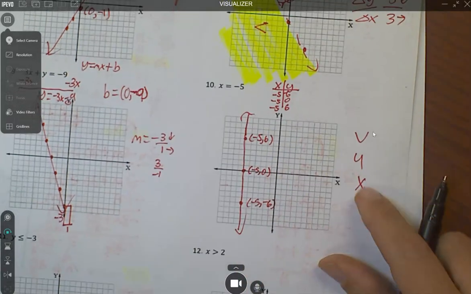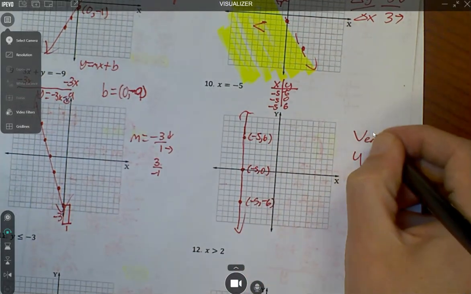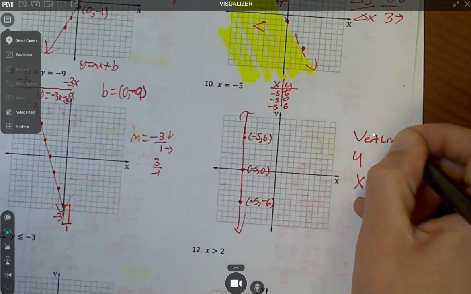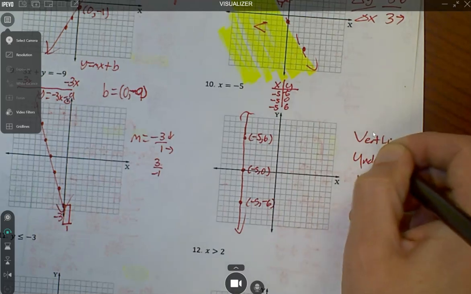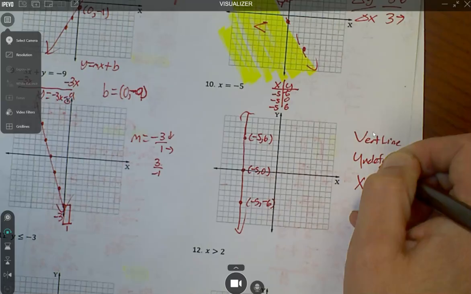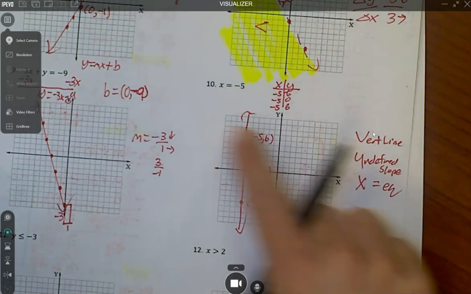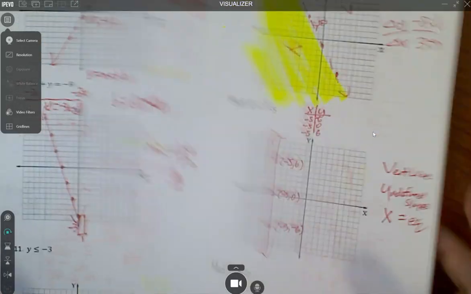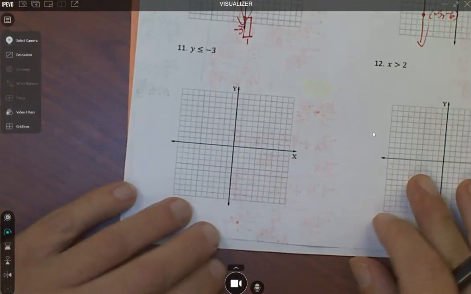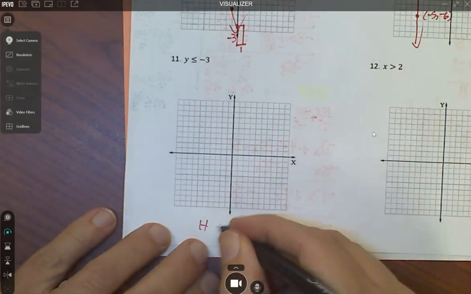So the acronym I came up with, or I didn't come up with it: a vertical line has undefined slope, and it has an x equal equation. So x equals negative 5. Okay, the other one we do is I taught them HOI.